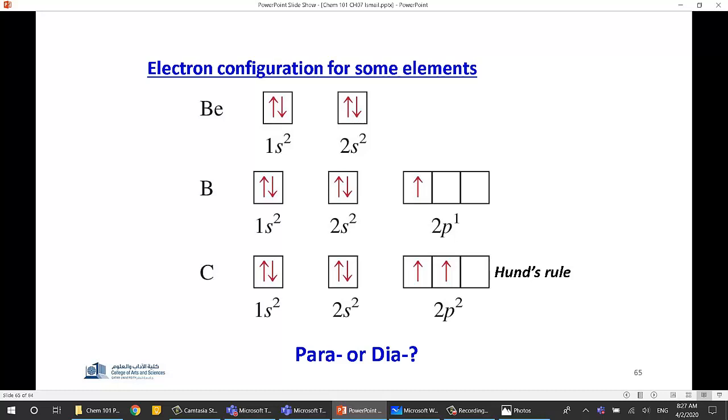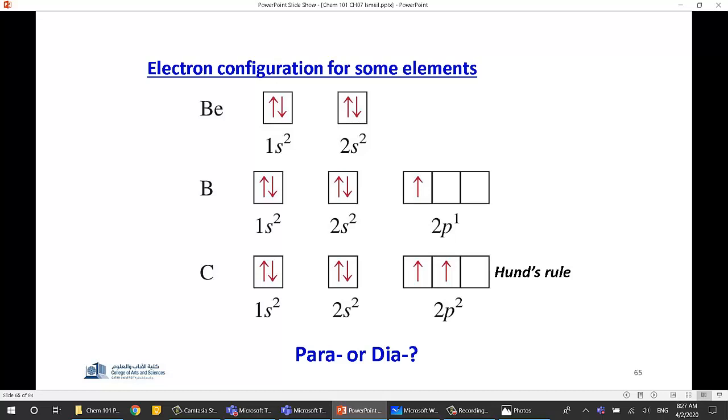Paramagnetic means it has one or more electrons unpaired. Beryllium, the next one, has 4 electrons, so all of them are paired, and therefore it's diamagnetic. Okay, paired means they are all one down, one up. Boron has 1 unpaired electron, and same for carbon.